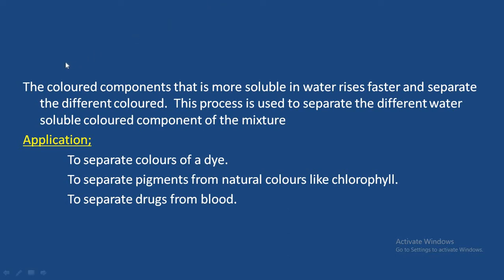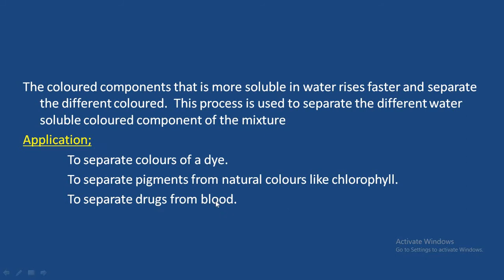Where is its use or its application? To separate the colors of a dye, which you have done here, and to separate the pigments from natural colors like chlorophyll. Means the pigments or colored components which are present in a natural color, we can separate. And to separate the drugs from milk or blood which contain drugs, generally to check whether the person has taken drugs or not, this can be used.